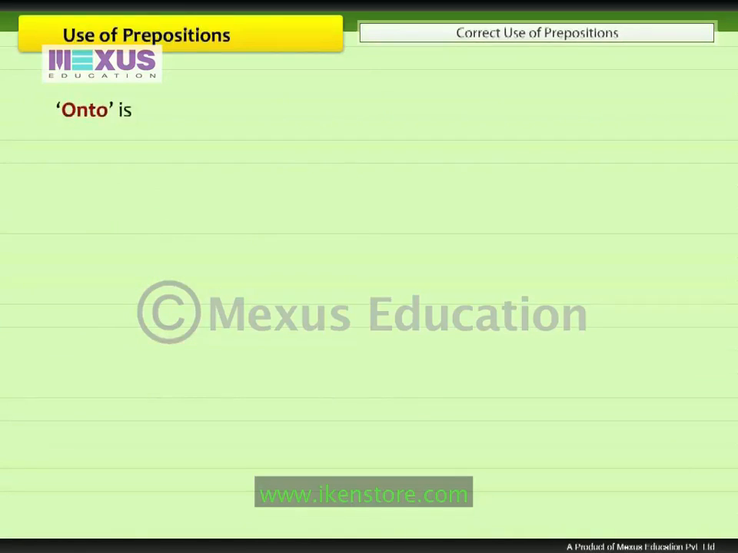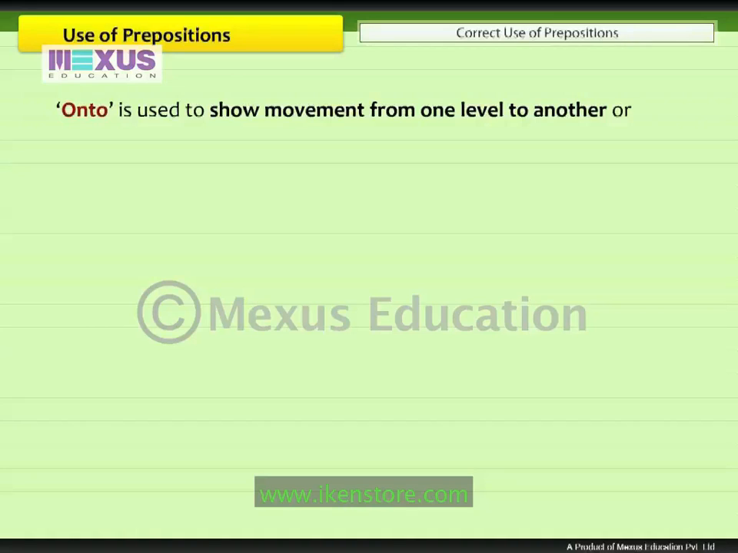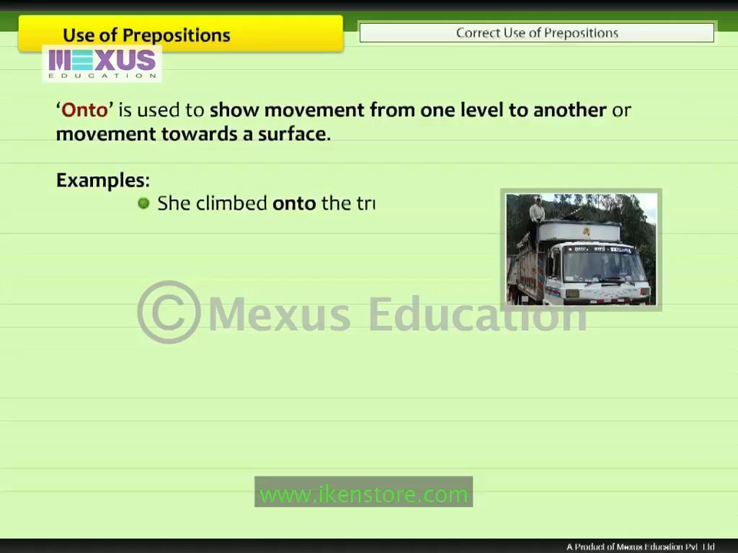Onto is used to show movement from one level to another or movement towards a surface. For example, she climbed onto the truck. Onto is used to show there is a movement from the ground to the truck.